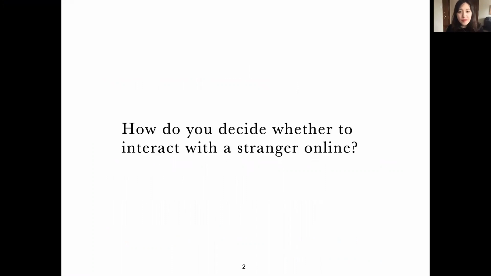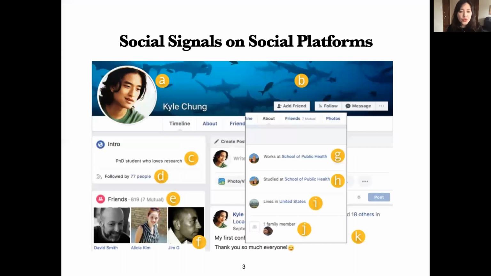I would like to start off by asking a question to the audience. How do you decide whether to interact with a stranger online? Let's say a stranger DM'd you on Twitter. How do you decide whether you want to reply back? And I think in many of the cases, we rely on social signals on social platforms. Social signals are perceivable traits or features that indicate presence of hidden qualities.